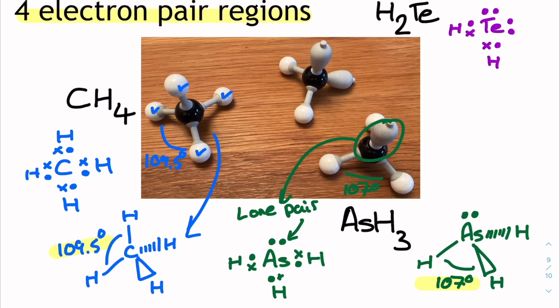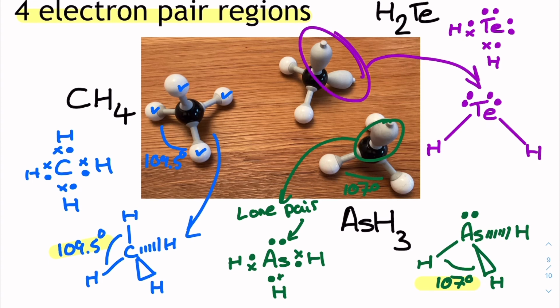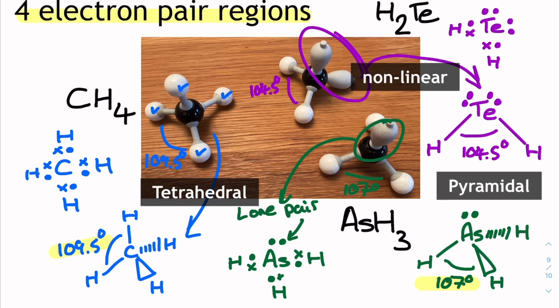Remembering that lone pairs repel more than bond pairs, our shape and bond angle need to reflect the fact that lone pair to lone pair repulsion will be greater than lone pair to bond pair repulsion, and that this is then greater than bond pair to bond pair repulsion. As a result, the atoms surrounding the tellurium are pushed closer together than those surrounding the arsenic in the previous example. The angle is reduced to 104.5 degrees.